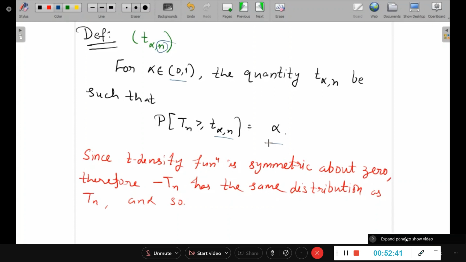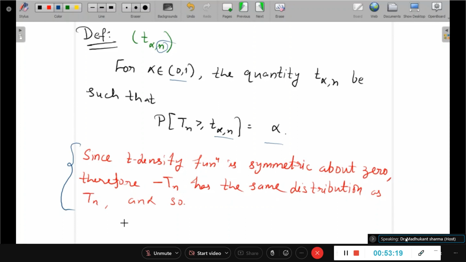Now, this statement you should read carefully. Since the T density function is symmetric about 0, if you take the negative of Tn, minus Tn also has the same distribution as Tn. You can establish that: start with the distribution function of Tn, or with the distribution function of minus Tn, and use the fact that it is symmetric about 0. You can establish that minus Tn also has the same distribution.